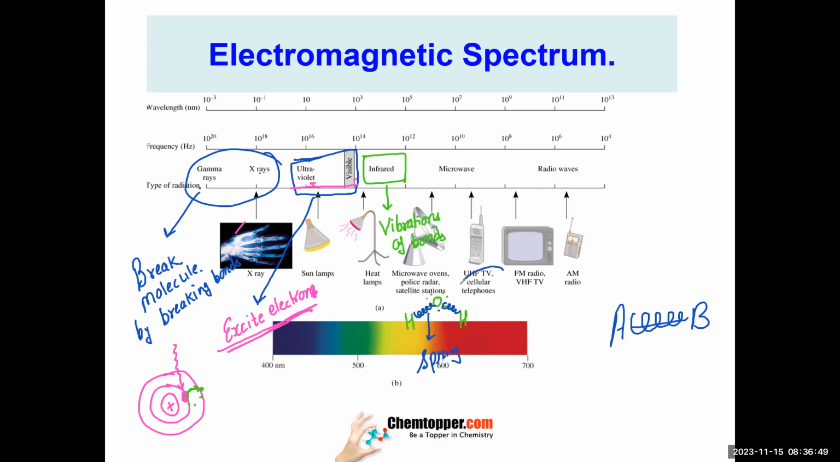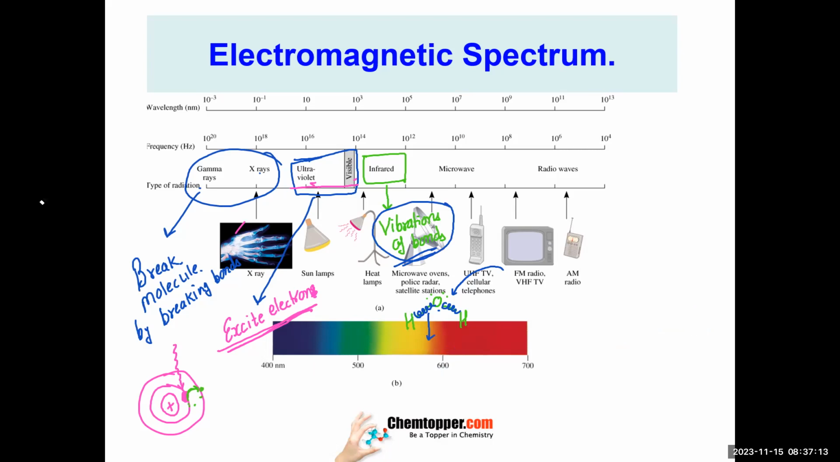So when IR radiations fall on the molecules, they will not break the bonds. Their energy is not sufficient. They can only vibrate them, like a spring is vibrating. So, vibration of bonds. This vibration of bonds can help you in identifying the type of the bond.